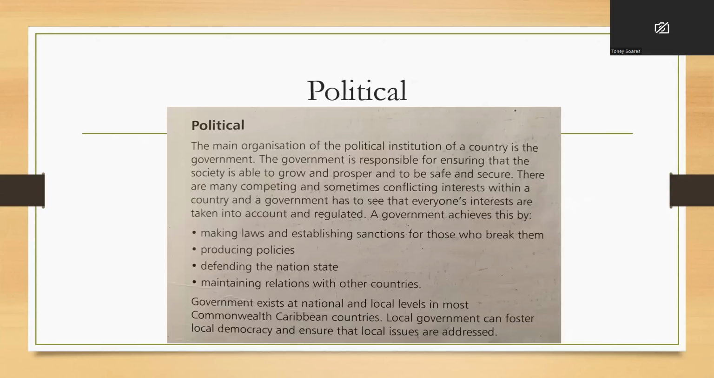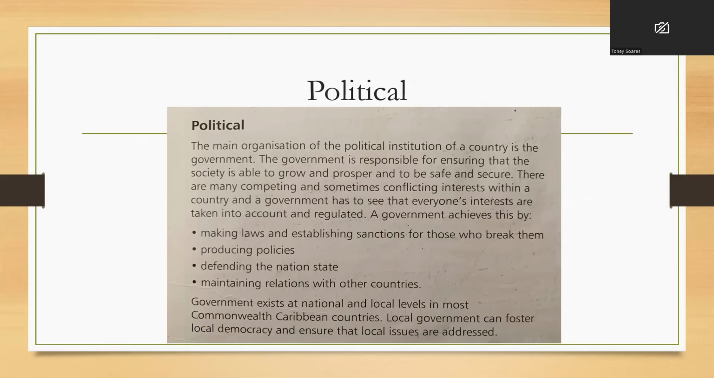Government exists at national and local levels in most Commonwealth Caribbean countries. Local government can foster local democracy and ensure that local issues are addressed. So local government is more used to the people, and people can go and see their councillors. Those are examples of local government. Then now we have national government, like our members of parliament and our ministers who also sit in the cabinet.